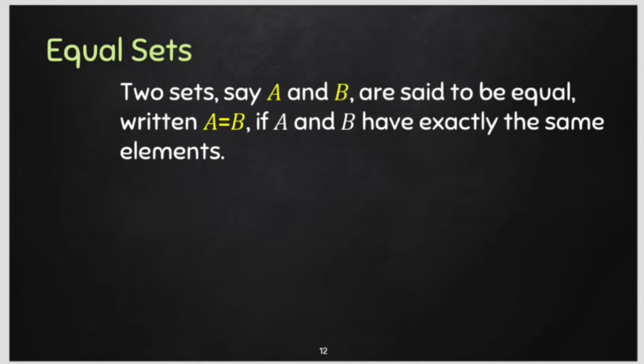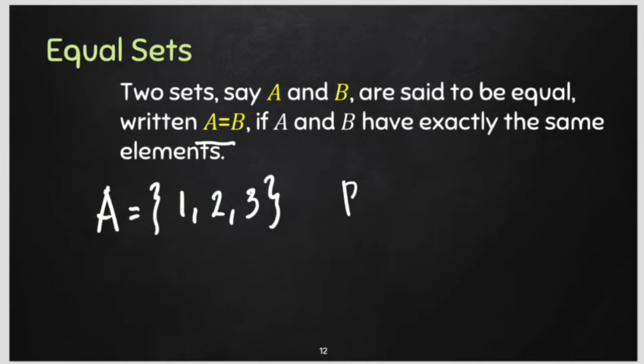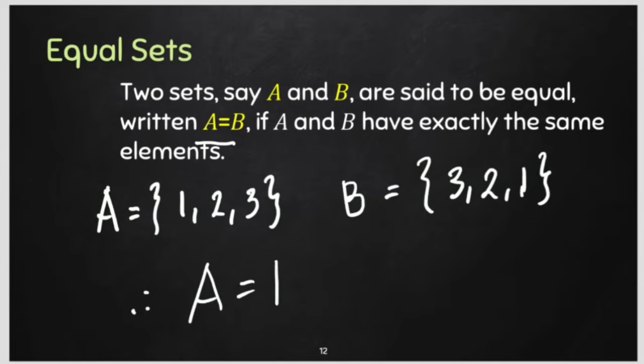Next we have equal sets. Two sets, say A and B, are said to be equal, written A = B, if A and B have exactly the same elements. So let's say, for example, you have A as {1, 2, 3}, and then you have B which is {3, 2, 1}. Therefore, we can say that A is equal to B.